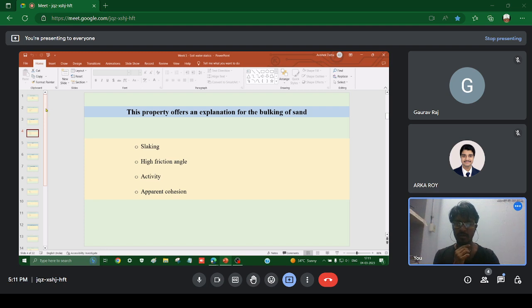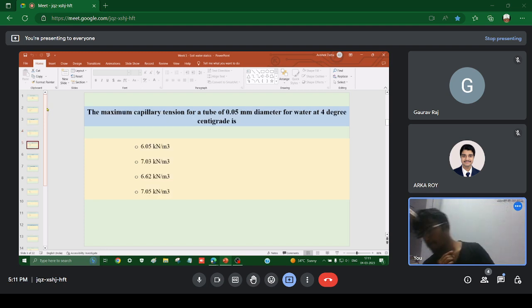Next question. The maximum capillary tension for a tube of 0.05 mm diameter for water at 4 degrees centigrade is.